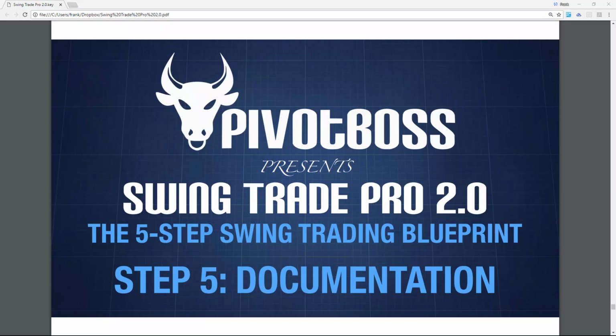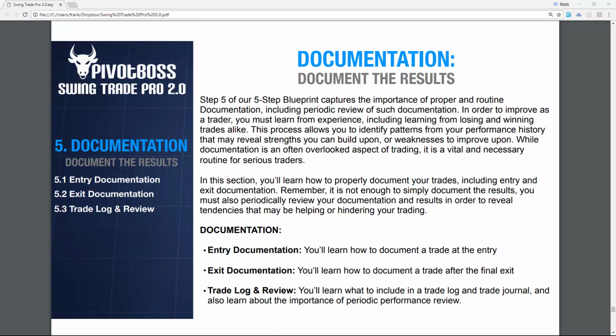So again, documentation isn't as sexy as some of these other sections that we've covered here in Swing Trade Pro 2.0, but it is a very, very important section that I hope that each and every one of you utilize in your trading. Step 5 of our 5-step blueprint captures the importance of proper and routine documentation, including periodic review of such documentation. In order to improve as a trader, you must learn from experience, including learning from losing and winning trades alike. This process allows you to identify patterns from your performance history that may reveal strengths that you can build upon or weaknesses that you can improve upon.